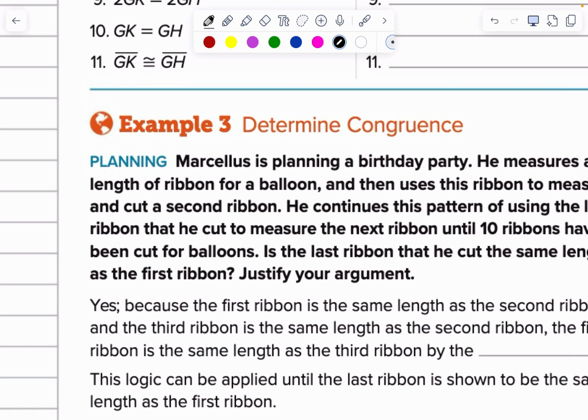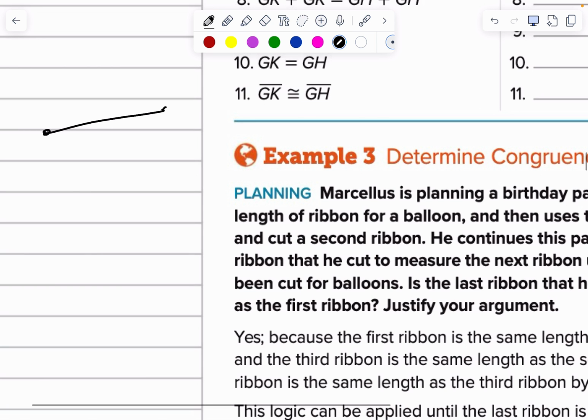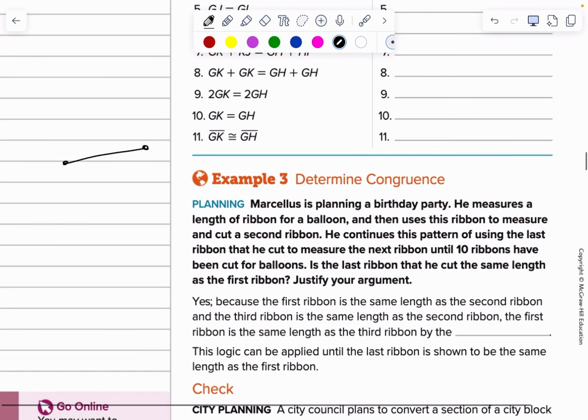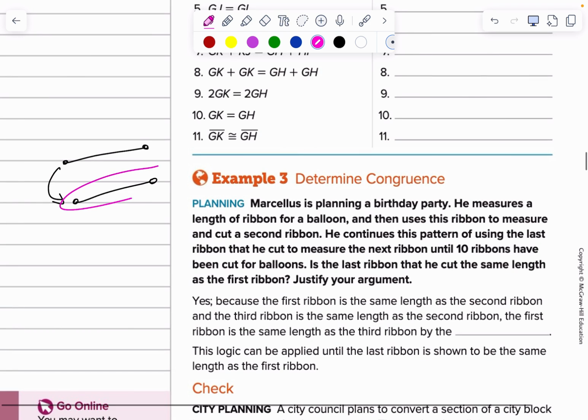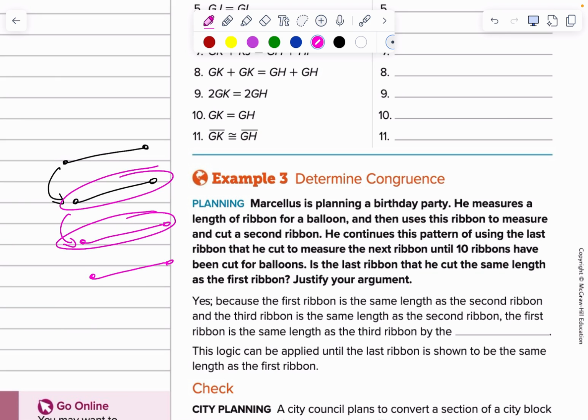Marcellus is planning a birthday party. He measures a length of ribbon for a balloon. Here's my length of ribbon. And then he uses this ribbon to measure and cut the second ribbon. So I pull a ribbon out and I cut it that length, right? Then he uses this length to get the next length, and then the next length, and he keeps doing it for 10 more, right?